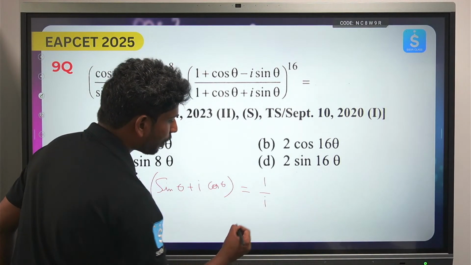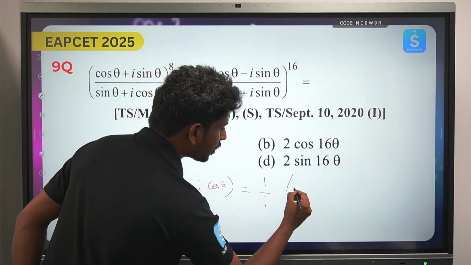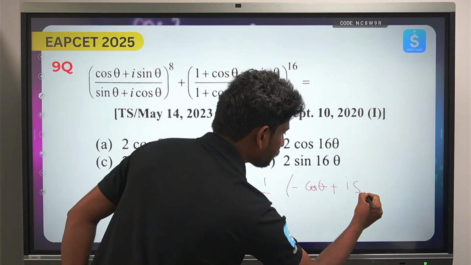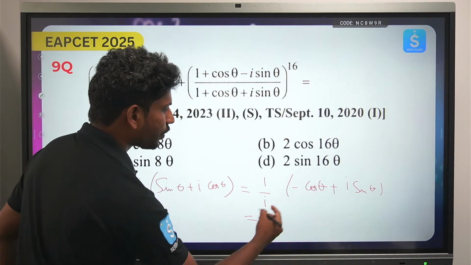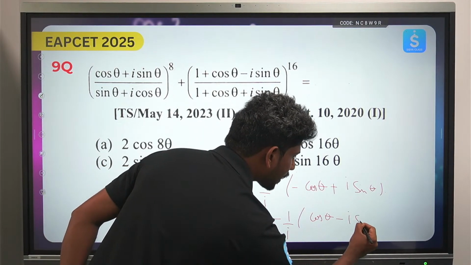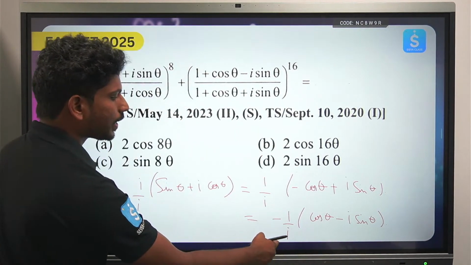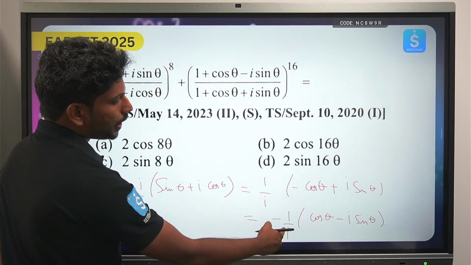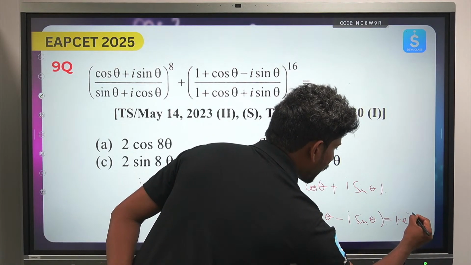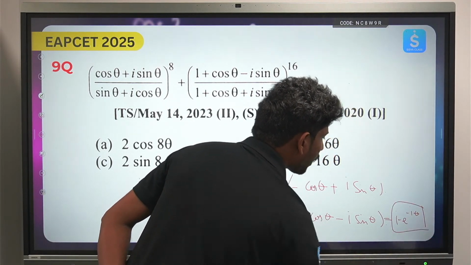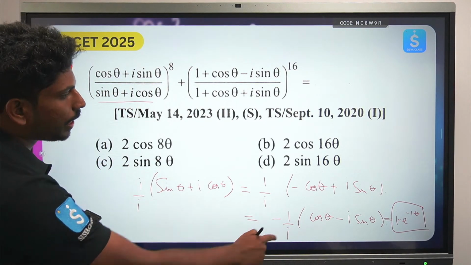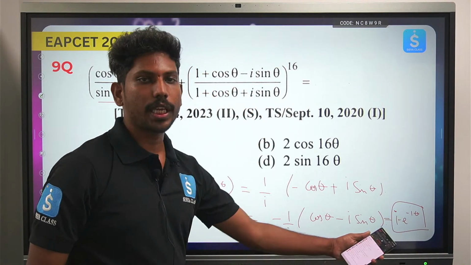So this I get as 1 by i, i square is minus 1. So this will become minus cos theta plus i sin theta. So this can be represented as, if you take minus, so minus i times cos theta minus i sin theta. Okay, cos theta. So this, if you again try to multiply by i, so this will become i square minus 1. So this will become i e power minus i theta. Okay, i e power minus i theta. So whenever sin theta plus i cos theta comes, I have already derived this. This is nothing but i into e power minus i theta.